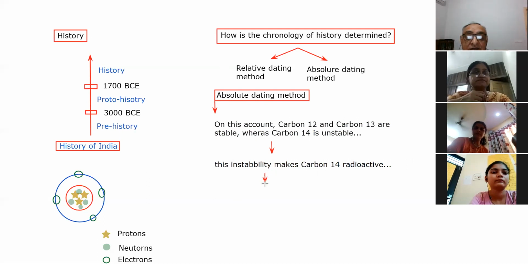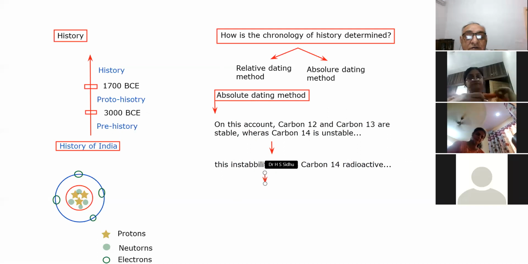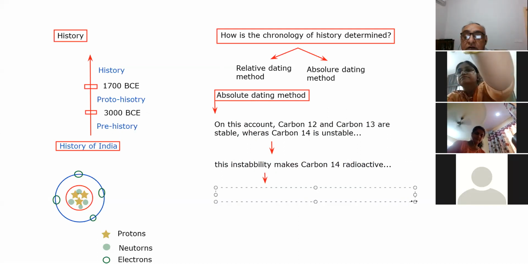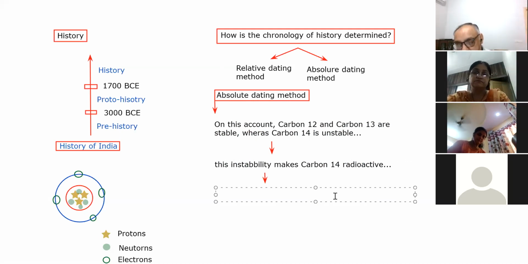Right. So now repeat it once again. Yes, beta, carbon 12 and 13 are stable, whereas carbon 14 is unstable because the proportion of neutrons and protons is not right. So that is why carbon 14 is unstable, and because of its instability it is radioactive. That is right.